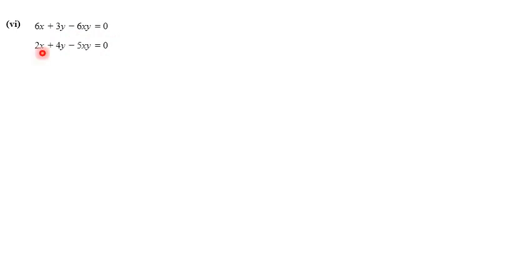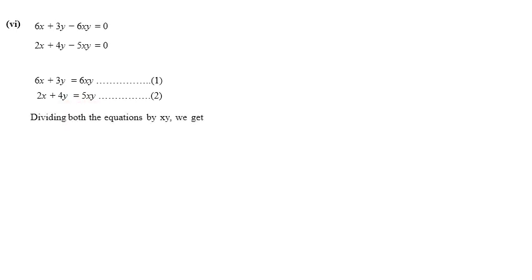Now move on to the sixth question, that is 6x plus 3y minus 6xy is equal to 0 and 2x plus 4y minus 5xy is equal to 0. So what you have to do, we have to bring these equations into our standard format. First, minus 6xy we bring to the right side, that is plus 6xy, so it is written 6x plus 3y equal to 6xy. Next equation, when you take 2x plus 4y, this minus 5xy brought to the right side becomes plus 5xy. Label them as equation number 1 and 2. This is somewhat similar to the previous question, so go through that particular method and apply it here again.